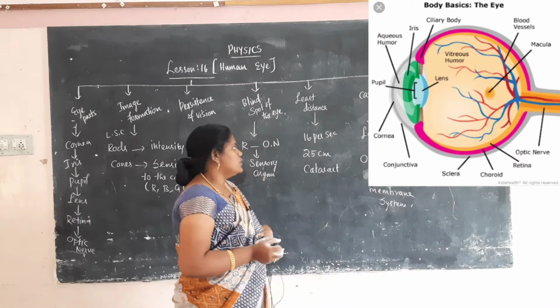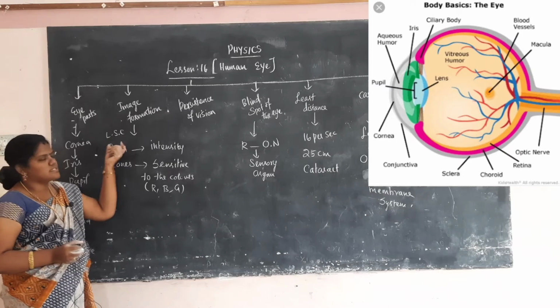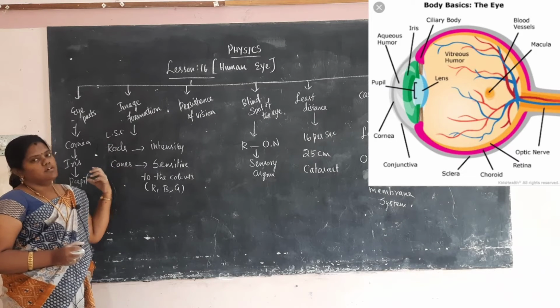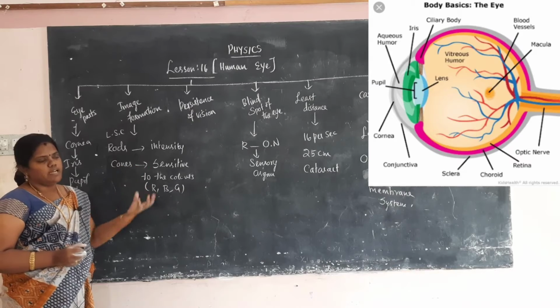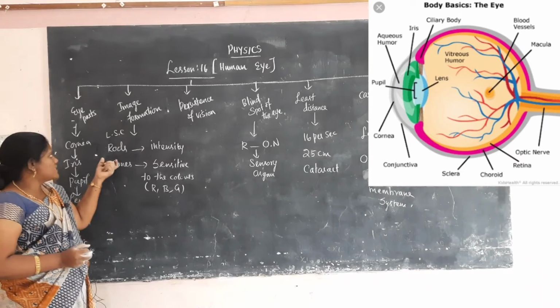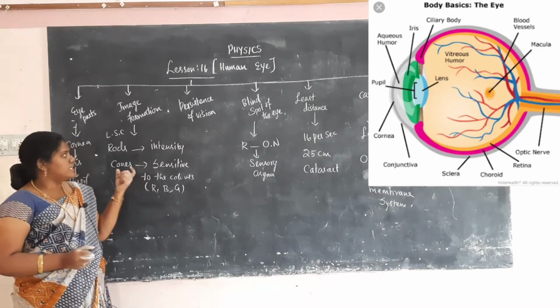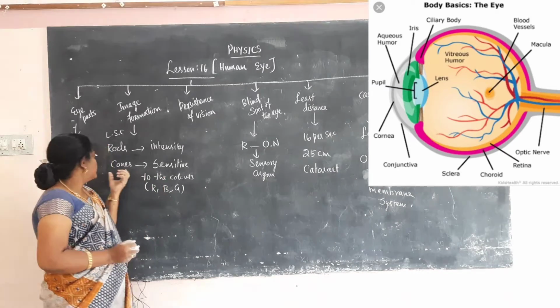Okay, so some sensory cells are light sensitive cells, used for focusing the light and viewing the light energy in front of the eye. One is rods, another is cones. Rods are light sensitive with respect to the intensity of the light.